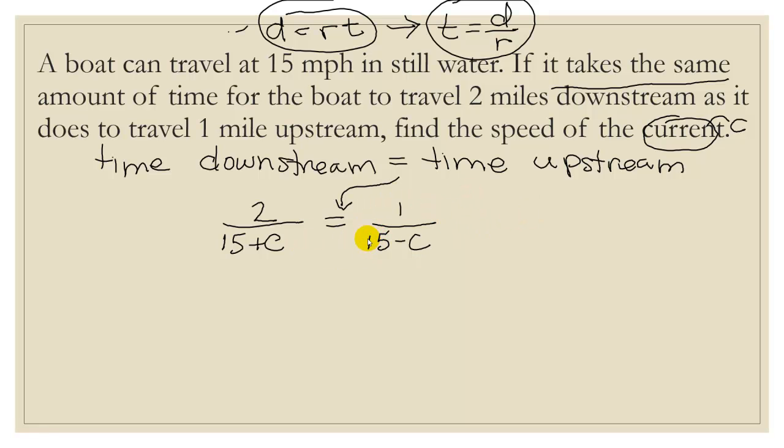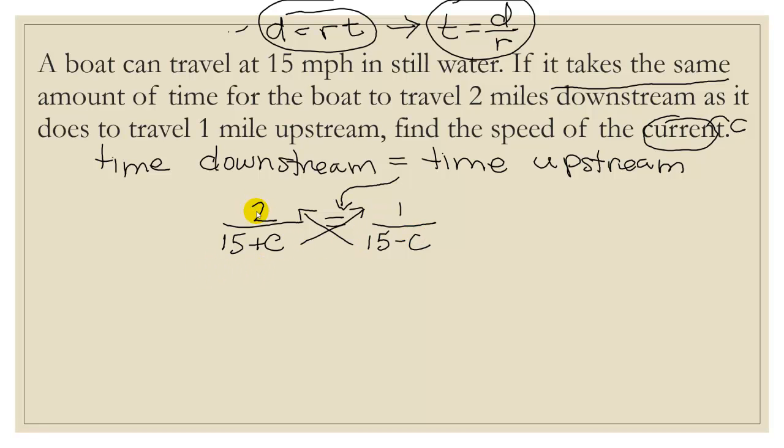Another way to do this is to cross multiply. So we can just cross multiply to solve this. And the reason why we can just cross multiply is because we have a single fraction equal to another single fraction. So that just makes this a little bit easier. But if you're not comfortable doing that, you can always just multiply by the LCD, which would be 15 plus c times 15 minus c, and you'd wind up in the exact same place.